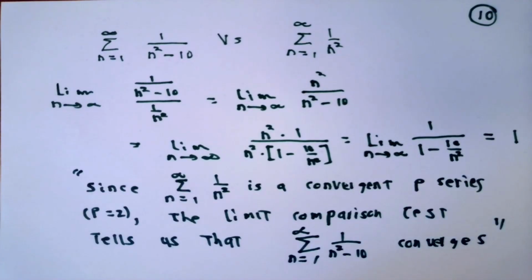If I wanted to use careful language here, I would say since the sum n equals 1 to infinity of 1 over n squared is a convergent p-series, p is 2, the limit comparison test tells us that the sum n equals 1 to infinity of 1 over n squared minus 10 converges. And you'll note I didn't say anything that I didn't need to say, and just enough to tell everything that's relevant.